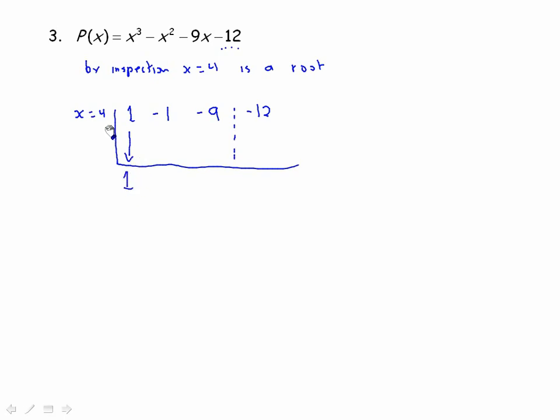Carry the 1 down. 4 times 1 is 4. Negative 1 plus 4 is 3. 4 times 3 is 12. Negative 9 plus 12 is 3. 4 times 3 is 12. So we get that remainder of 0. It means that x equal 4 is a root, so therefore the factor would be x minus 4.